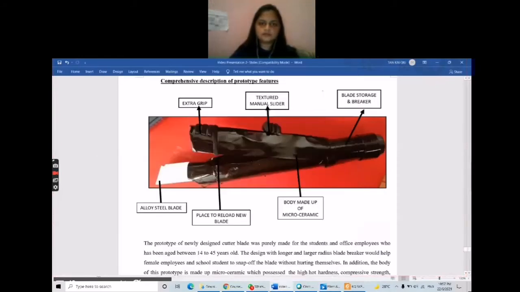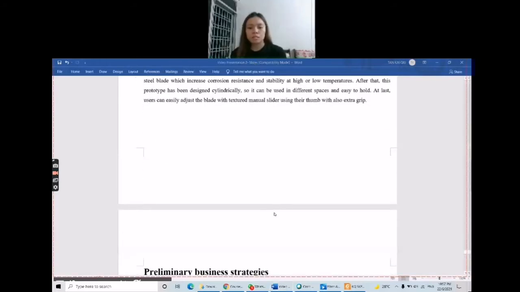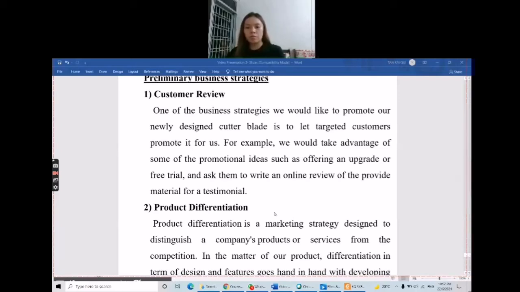Any ideas for our business strategies? For our business strategy, first is customer reviews. One of the strategies we would like to use to promote our newly designed cutter blade is to let target customers promote it for us. For example, we will take advantage of promotional ideas such as offering an upgrade or free trials and asking them to write online reviews or a testimonial.